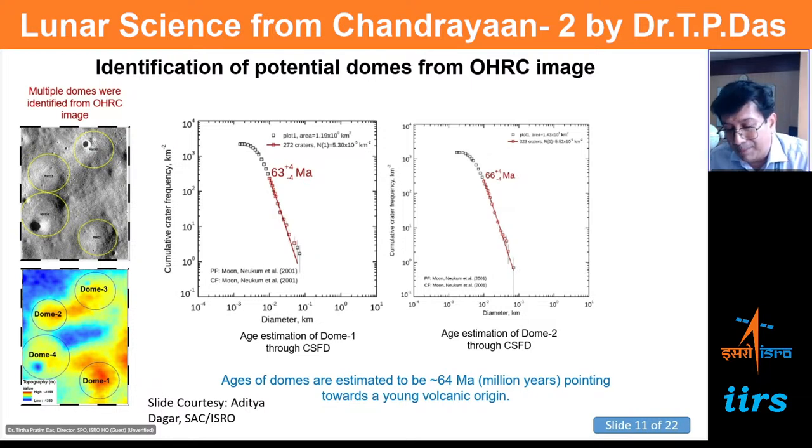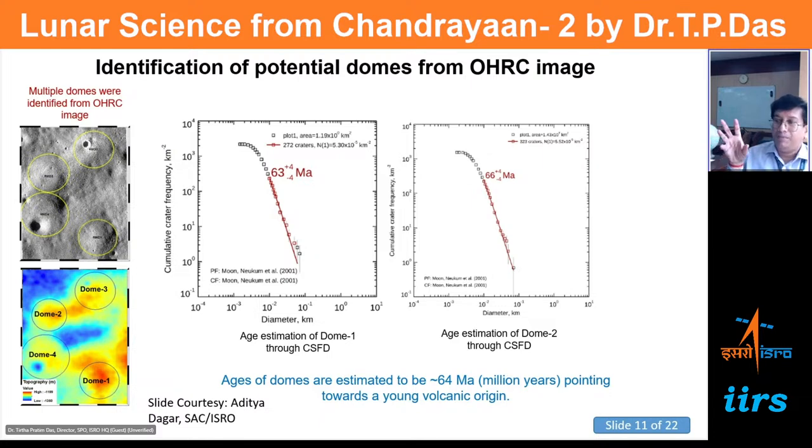You often mix the science of finding something's age, which we call chronology, with the features and different techniques. Then, identification of potential domes from the OHRC image. A group of potential domes were also identified from the OHRC image, and craters were mapped over the domes, and the cumulative size frequency distribution, which is a very important technique in geology, was analyzed.